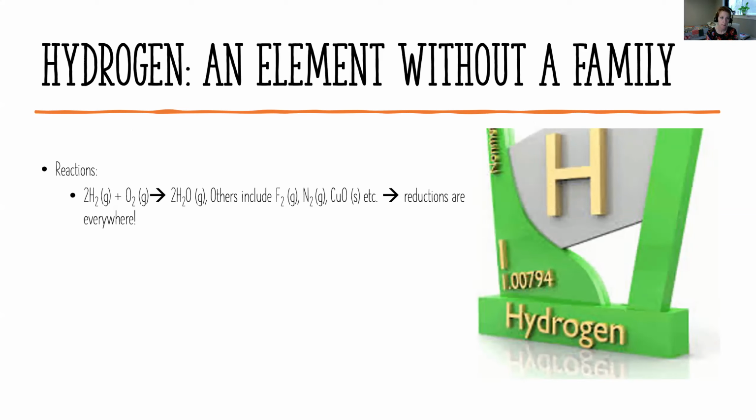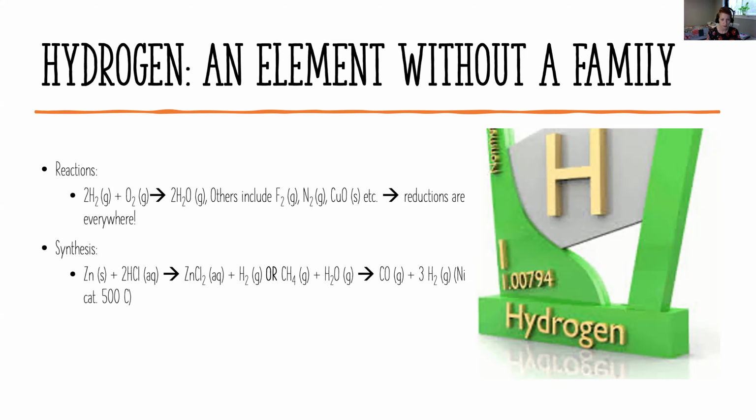And so in thinking about hydrogen, the reactions that typically occur is that hydrogen gas will react with oxygen to form water. Hydrogen gas will react with fluorine to form hydrogen fluoride, HF, hydrofluoric acid. Hydrogen will react with nitrogen to form ammonia. Hydrogen will react with copper oxide to reduce the copper oxide to copper metal. And so reductions essentially are happening everywhere. Hydrogen is a great reductant. It is going to be oxidized very easily to form the H+, right?